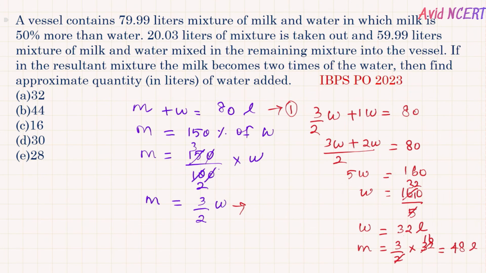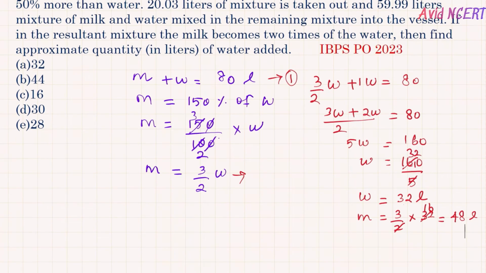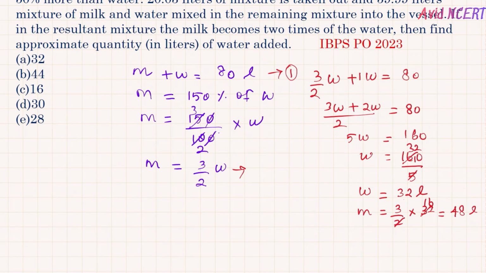So 20 liters of mixture is taken out, and we are taking out the 20 liters of mixture together, not separately the milk or water. So let's find the ratio of this milk and water. Milk is to water, milk is 48 liters, we have found that, is to water, 32 liters. So let's see the ratio in which they are. 16 times 3 is 48 and 16 times 2 is 32. So they are in the ratio 3 is to 2.